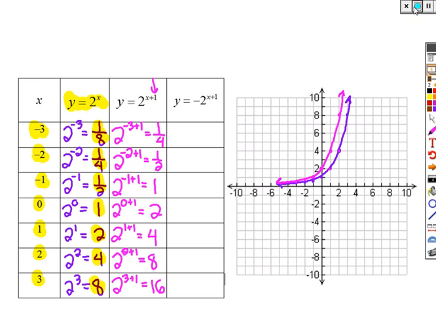Last thing again, if that negative's out front, that would just change the sign on all your outputs. So now if I graphed all of these points, 0, -2, and all the rest in the table, that should just cause a reflection over the x-axis.